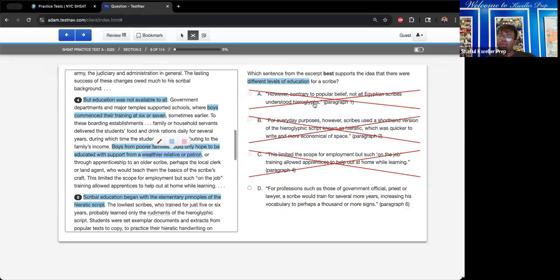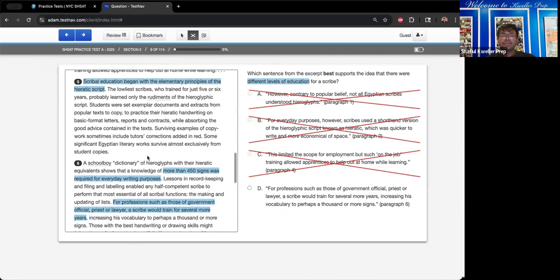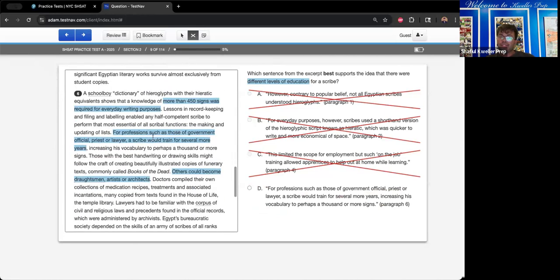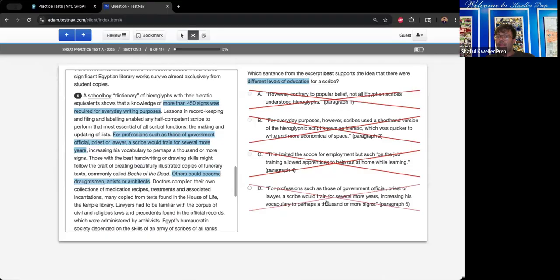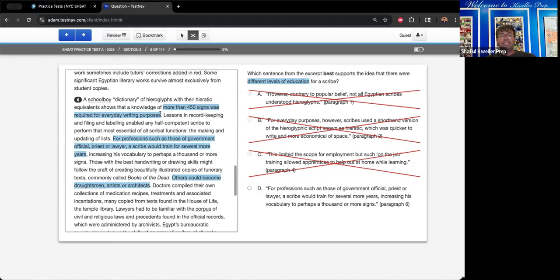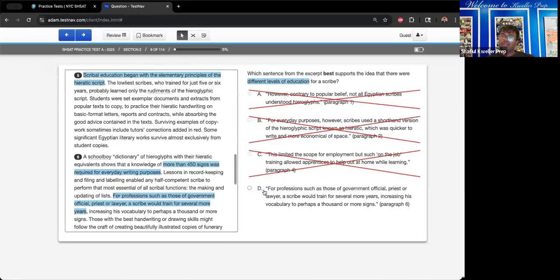A scribe would train for several more years, increasing his vocabulary to perhaps 1,000 more signs. So the reason why this is good is because it talks about how a scribe would train for several more years. So different levels of education here. Originally we see that a knowledge of more than 450 signs was required for everyday writing purposes, but here it says you have to learn 1,000 more signs if you want to do these specialized professions. So the answer should just be D.